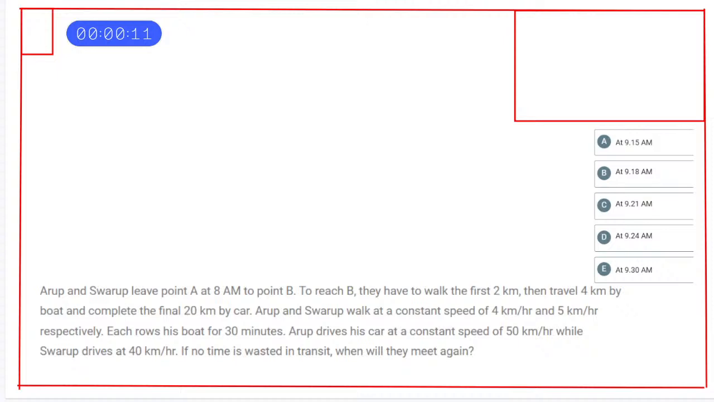Arup and Sarup leave point A at 8 a.m. to point B. To reach B, they have to walk the first 2 kilometers, then travel 4 kilometers by boat, and complete the final 20 kilometers by car. Their walking speeds are 4 and 5, and they row for 30 minutes. Arup's driving speed is 50, and the other one's is 40. No one wasted time. When will they meet again?